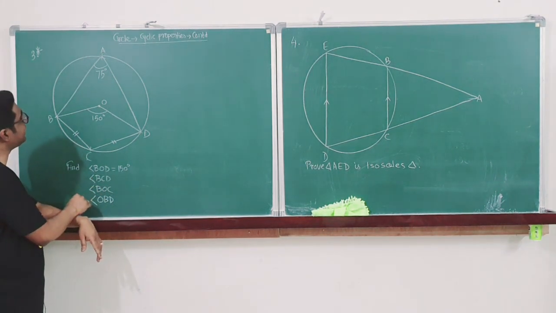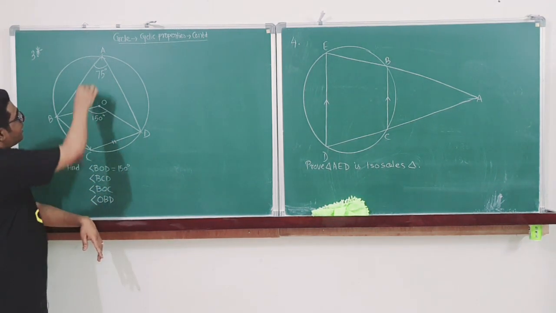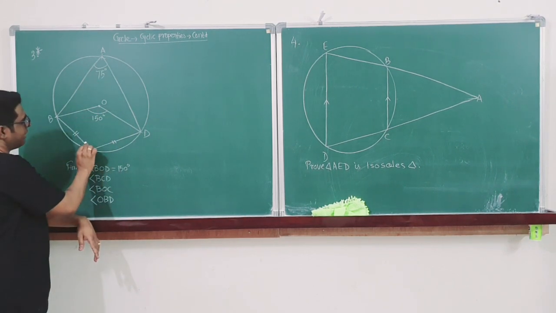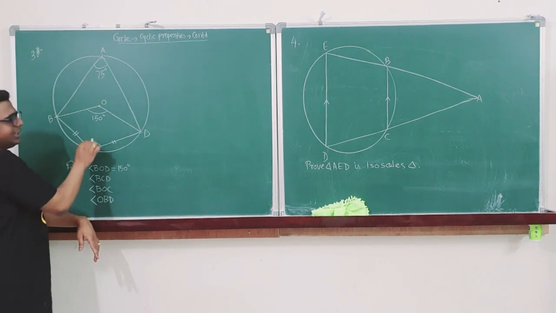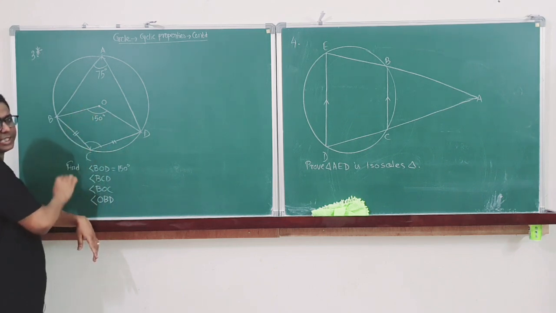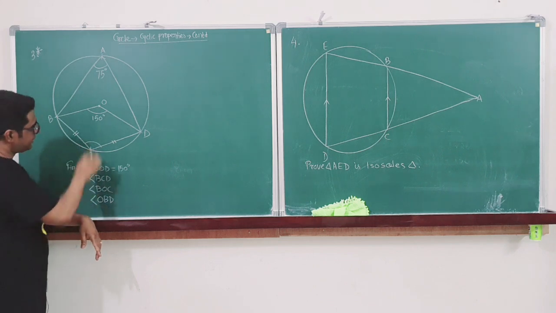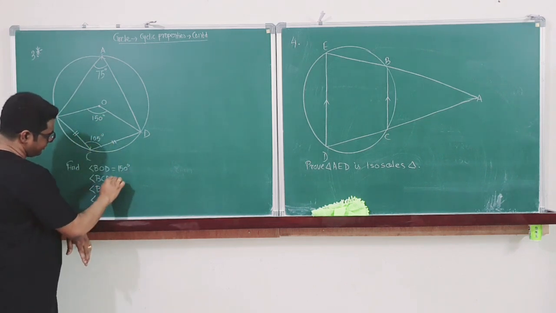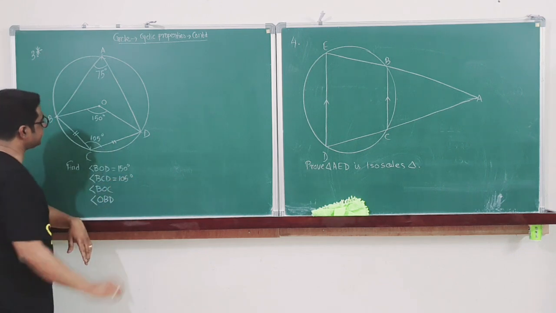Next, angle BCD. Angle BCD is the opposite angle of this cyclic quadrilateral ABCD, opposite to this one. So if this is 75 degree, this will be 180 minus 75 degree. Opposite angles of a cyclic quadrilateral are supplementary. So 180 minus 75 is 105 degree. Next is BOC.